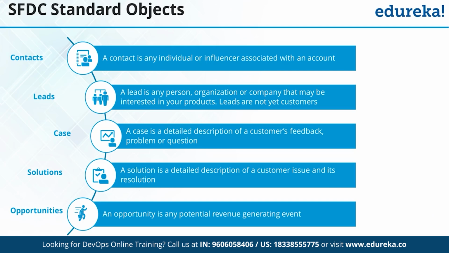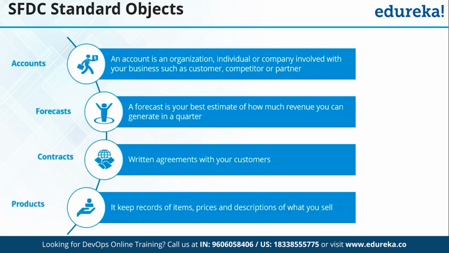So contact, if you go by the definition of the book, is an individual or an influencer associated with an account. So all these things are book definitions. Who is a contact, who is a lead, what is a case, what is a solution, or what can be an opportunity. So all these definitions can really be implemented as a CRM solution. Then account, forecast, contacts, and products.